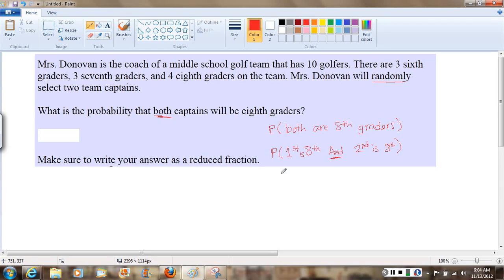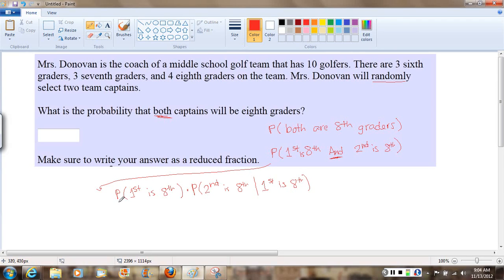So how we can rewrite this, let me get some space over here, we're going to rewrite this. The probability of choosing both an 8th grader first and second will be the probability of choosing an 8th grader first, so the first one chosen is an 8th grader, times the probability that the second one is an 8th grader, given that the first was an 8th grader. So now let's work on each of those and figure them out.